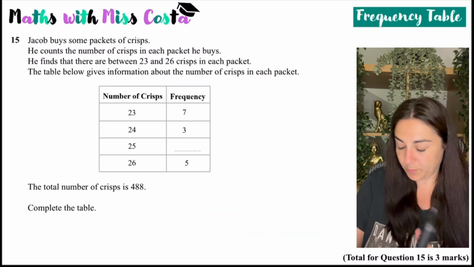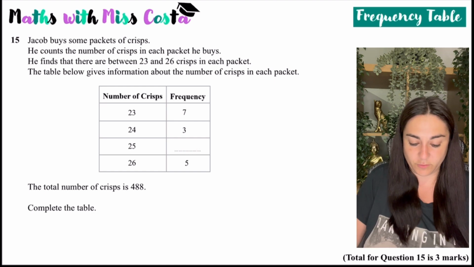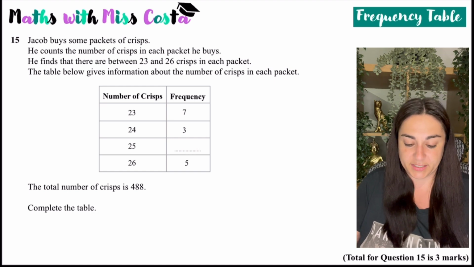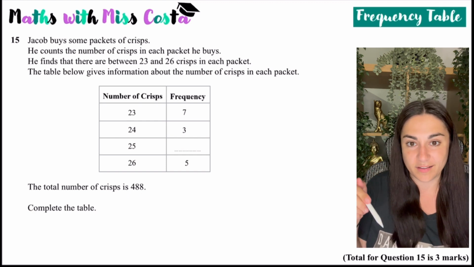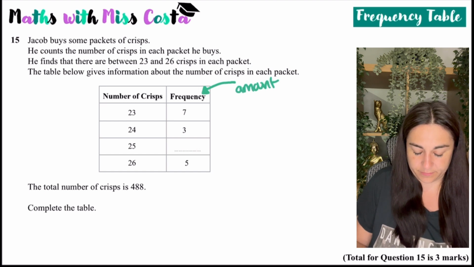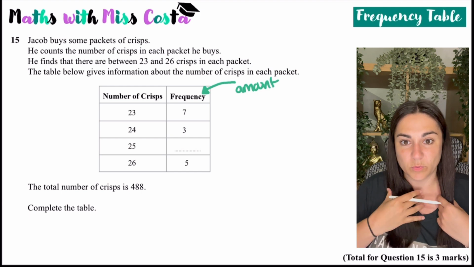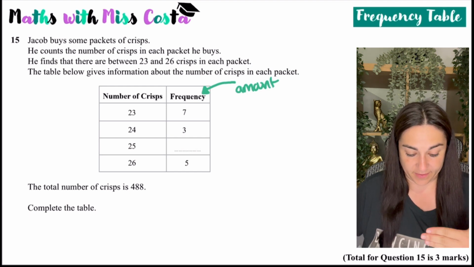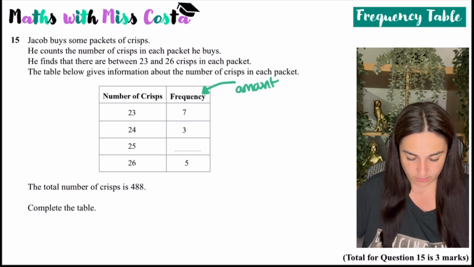Okay, next we've got a frequency table. So we kind of covered this in the pie chart question, but when you've got a frequency table, it's just instead of writing a tally chart, frequency just means the amount. So instead of having little tallies, we just add them all together. So frequency means there are 7 people that have 23 crisps in their packet.